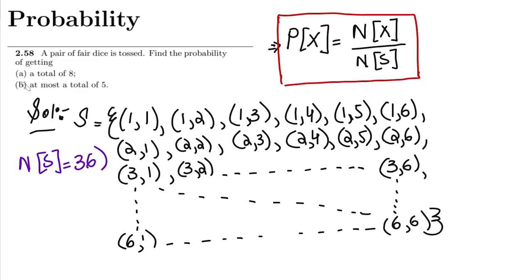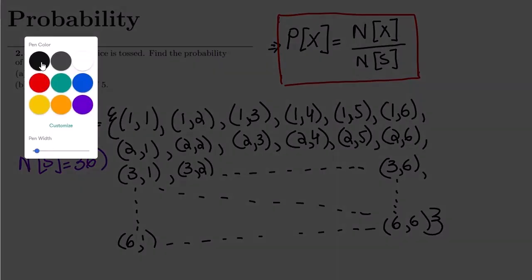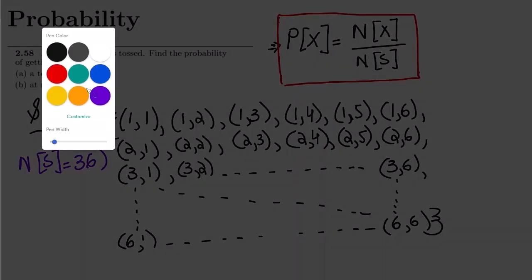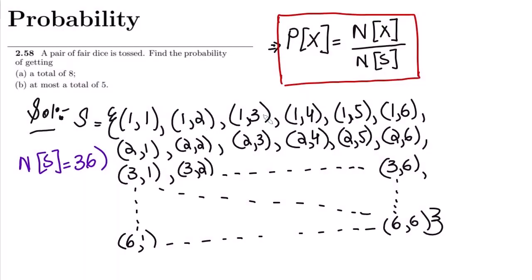Now the first part of this question is the total of 8. In order to find the total of 8, I have to look for the items here which will give me 8. Here I can see that there is no one in the first row which gives me 8.